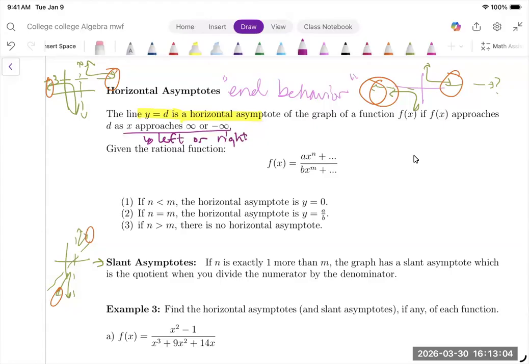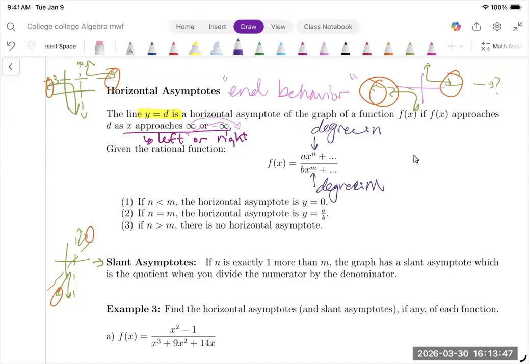Well, I actually have it kind of backwards. Left would be negative infinity and right would be positive infinity. Positive infinity is right, negative is left. So given I have a rational function, f of x equals ax to the n over bx to the m, we are looking at the degrees, the exponents, the degree of the polynomial. Degree n and degree m. So we have 3 options.